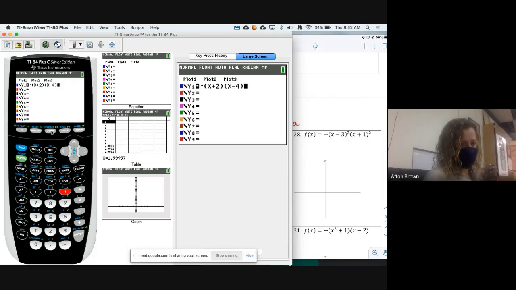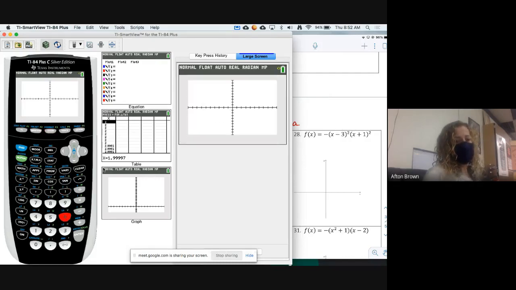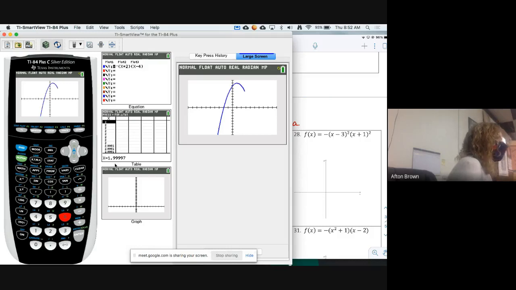Yep, so you're going to go zoom 6. Very good. So even if you think you're there, just hit zoom 6. That way your calculator will graph a 10 by 10. For most of our questions, a 10 by 10 is good. You could adjust if you need to. And then you can confirm what it is that we thought.